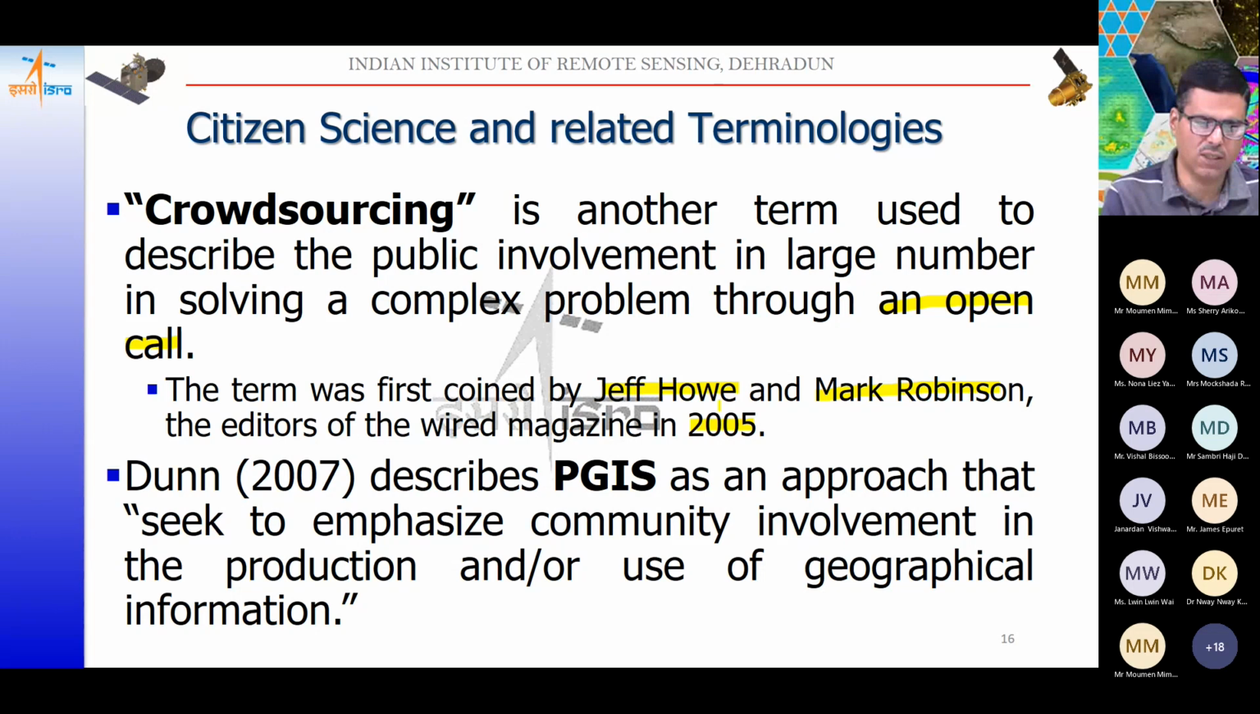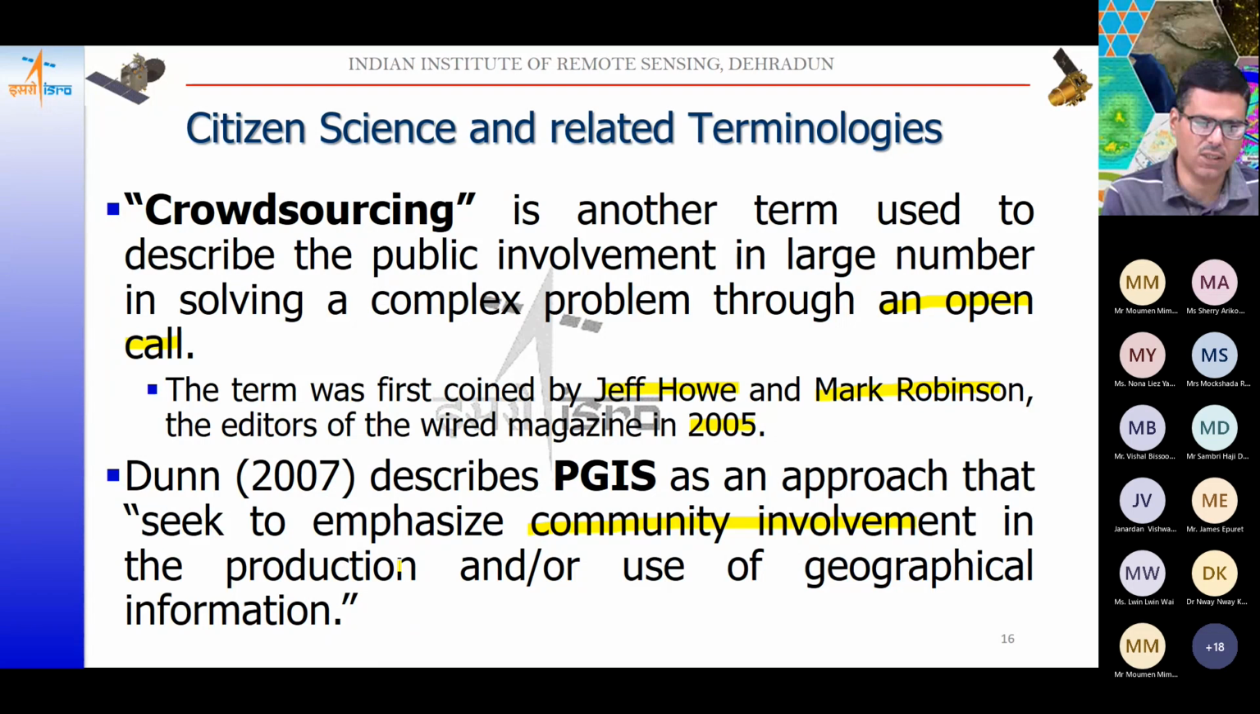There is also a third term, apart from volunteer geographic information and crowdsourcing, which is PGIS, or participatory GIS. It describes an approach that seeks to emphasize community involvement. Again, the common theme is community involvement, or involvement of volunteers, in the production or use of geographic information.